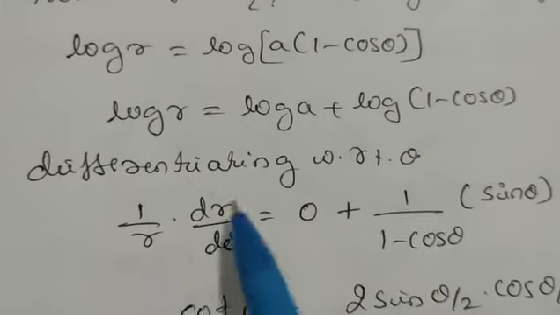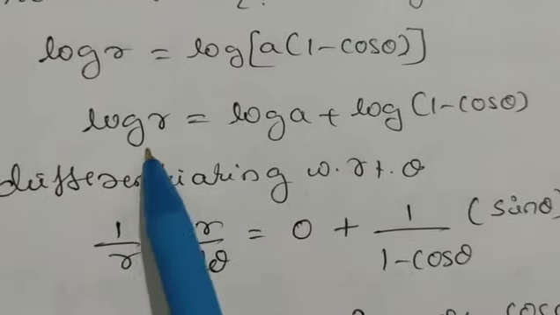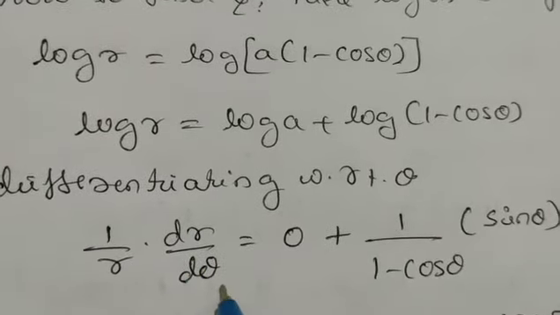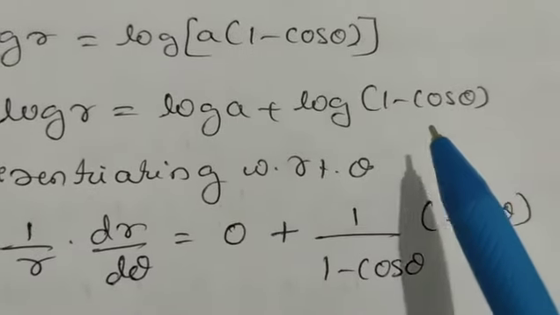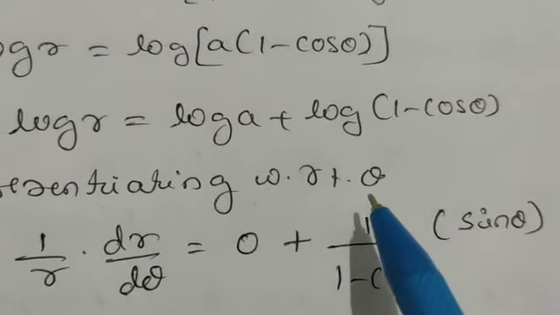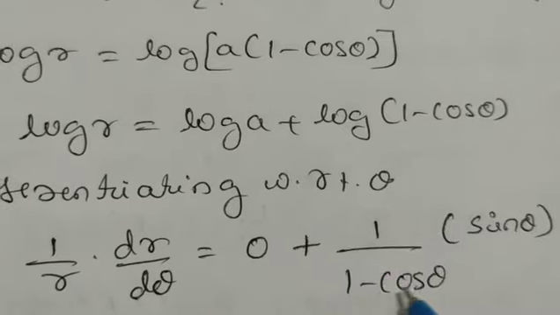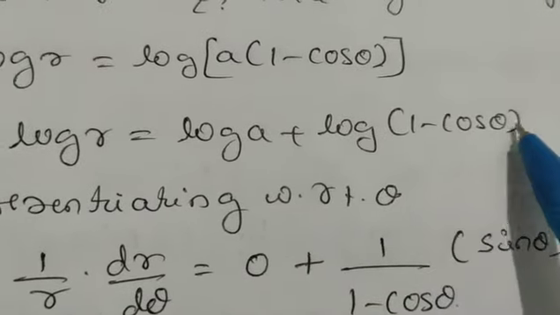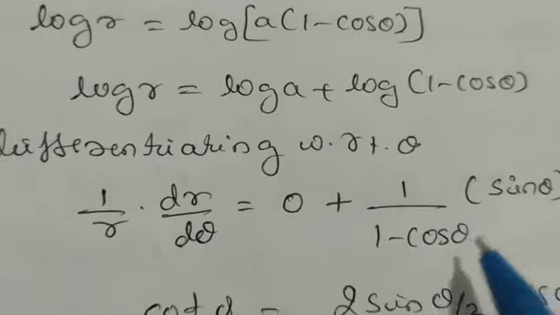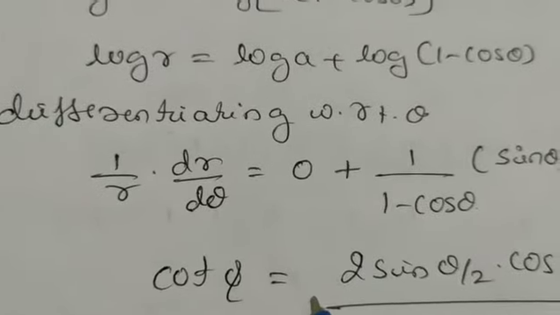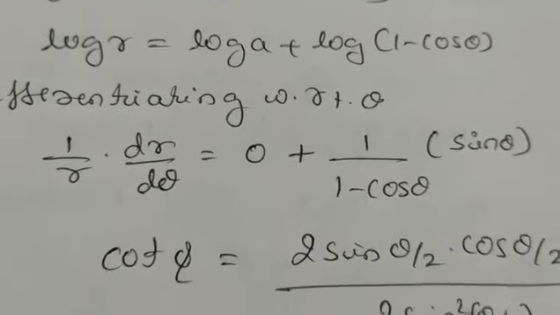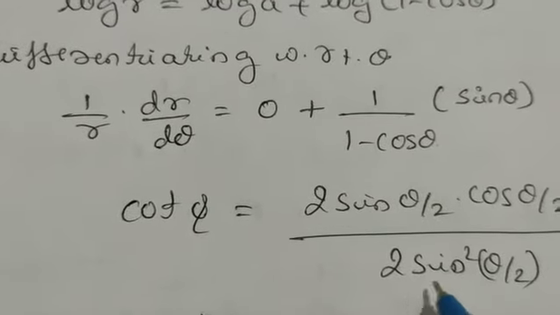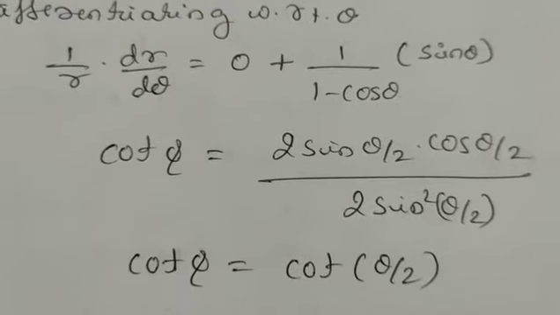Differentiating with respect to theta, the derivative of log r is 1 by r into dr by d theta, equal to the derivative of log a, which is 0, and the derivative of log of 1 minus cos theta is 1 divided by 1 minus cos theta into the derivative of minus cos theta, which is sin theta. So cot phi is equal to sin theta, which is 2 sin theta by 2 into cos theta by 2, divided by 1 minus cos theta, which is 2 sin square theta by 2.